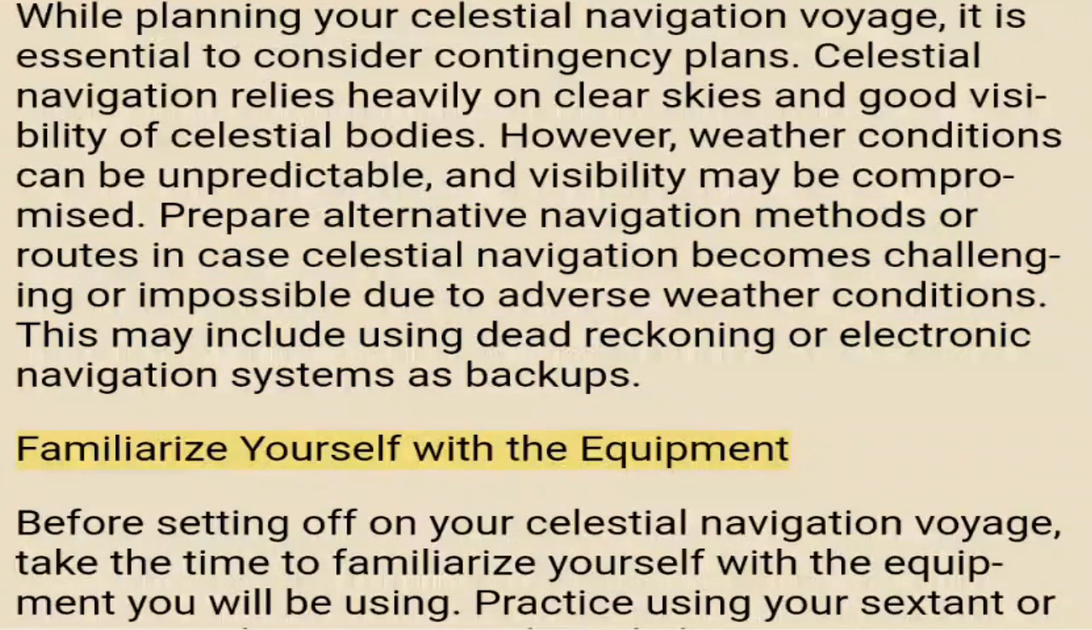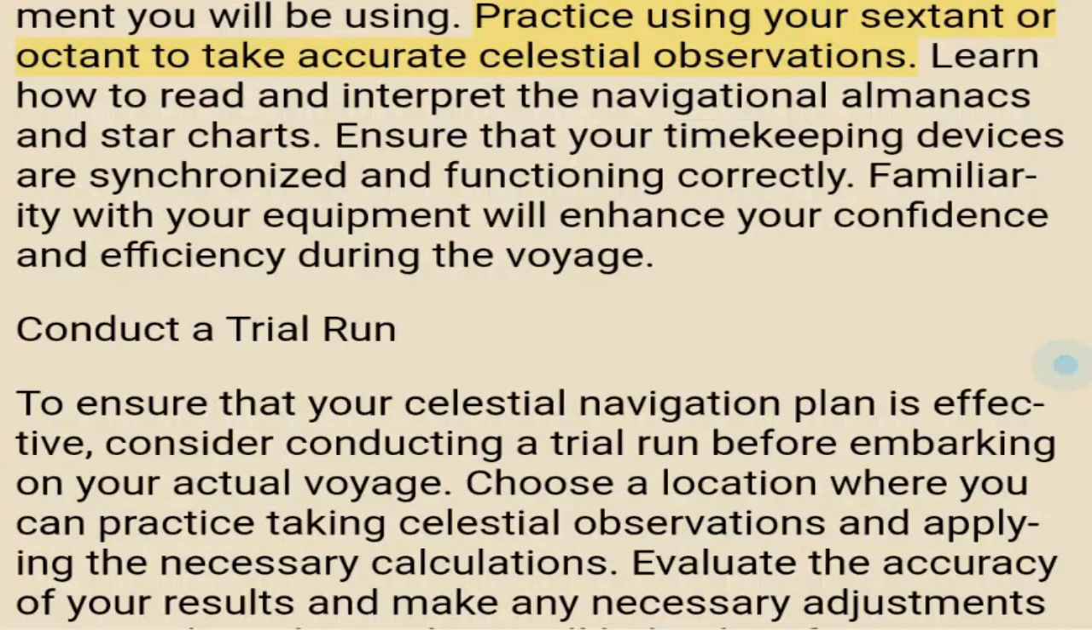Familiarize yourself with the equipment. Before setting off on your celestial navigation voyage, take the time to familiarize yourself with the equipment you will be using. Practice using your sextant or octant to take accurate celestial observations. Learn how to read and interpret the navigational almanacs and star charts. Ensure that your timekeeping devices are synchronized and functioning correctly. Familiarity with your equipment will enhance your confidence and efficiency during the voyage.